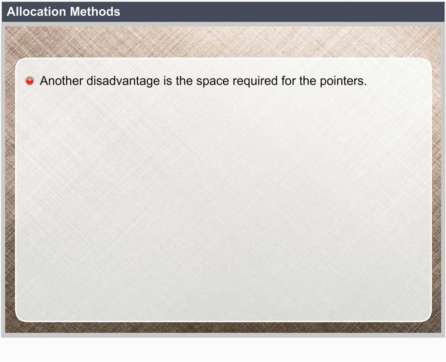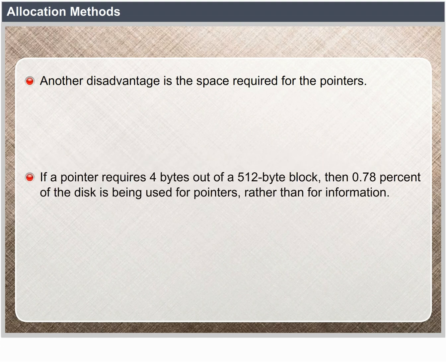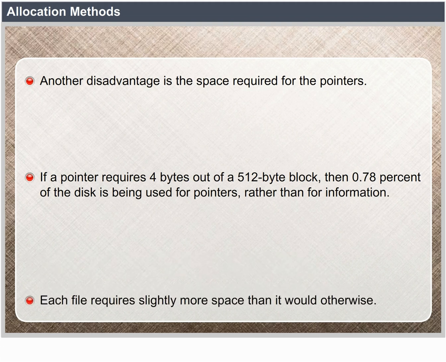Another disadvantage is the space required for the pointers. If a pointer requires 4 bytes out of a 512-byte block, then 0.78% of the disk is being used for pointers rather than for information. Each file requires slightly more space than it would otherwise.